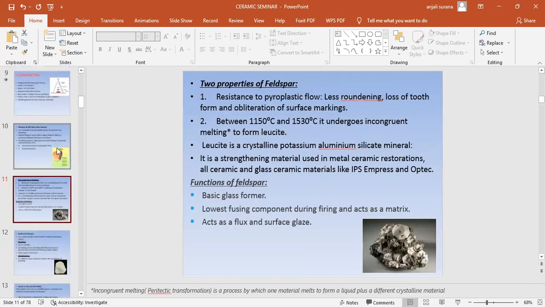Next are the properties of feldspar. So first, it is resistant to pyroplastic flow, that is less rounding, loss of tooth form, and obliteration of surface marking. Then between 1150 degrees Celsius to 1530 degrees Celsius, it undergoes incongruent melting to form leucite. Leucite is a crystalline potassium aluminum silicate mineral. It is a strengthening material used in metal ceramic restorations, all ceramic and glass ceramic materials like IPS Empress and Optec. The functions of feldspar: it is the basic glass former, the lowest fusing component during firing, and acts as a matrix. It acts as a flux and surface glaze.